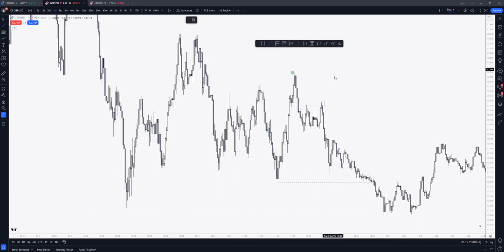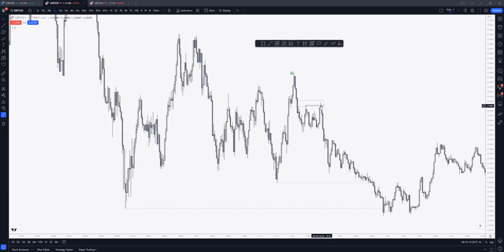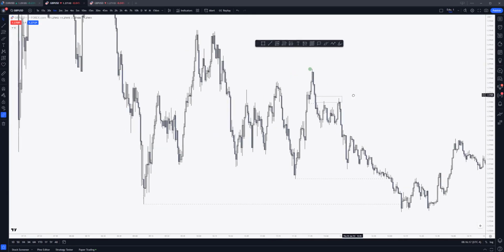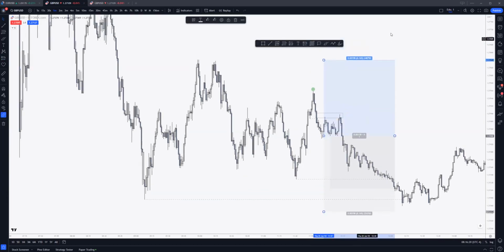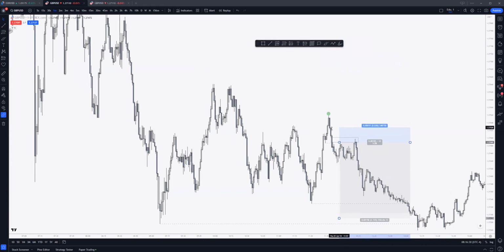The way I like to do it, if I miss the first tap, so if I missed getting involved in the first tap, what I like to do is go above the first tap and then set my limit just above that. There's no concrete way for this, right? This is things that you guys are going to figure out through your testing.